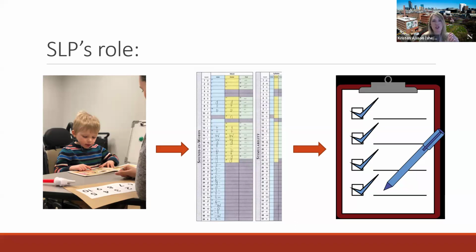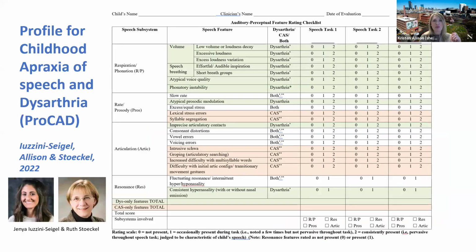But we don't always have all the tools that we need. And one of the research projects that I've been working on with two of my colleagues, Jenny Uzini-Siegel and Ruth Stuckel, is a clinical tool to help with this differential diagnosis between apraxia and dysarthria in particular. So we call this tool the ProCAD, or the Profile for Childhood Apraxia of Speech and Dysarthria.